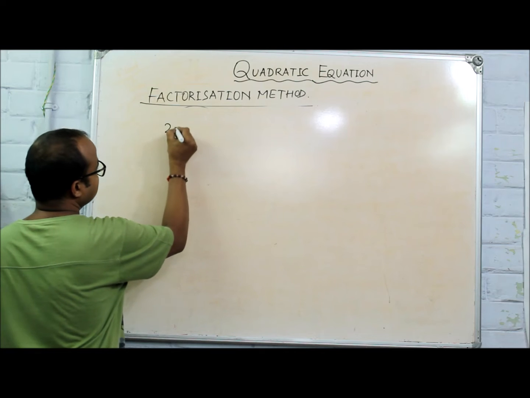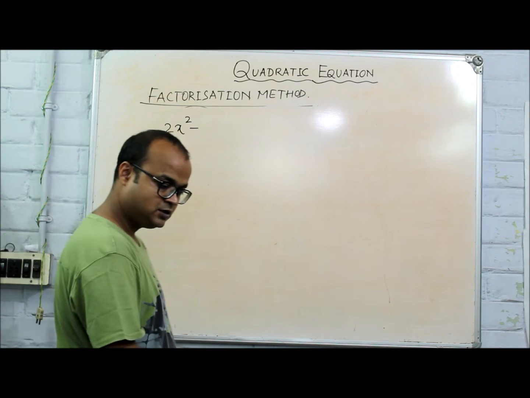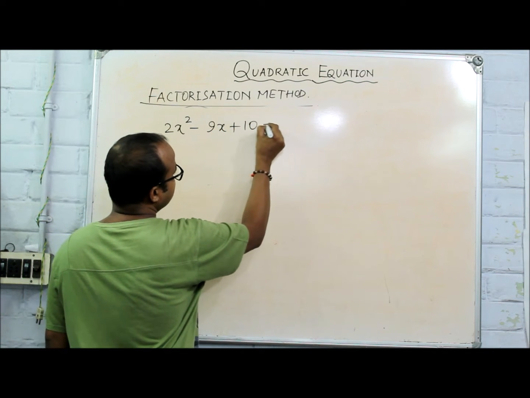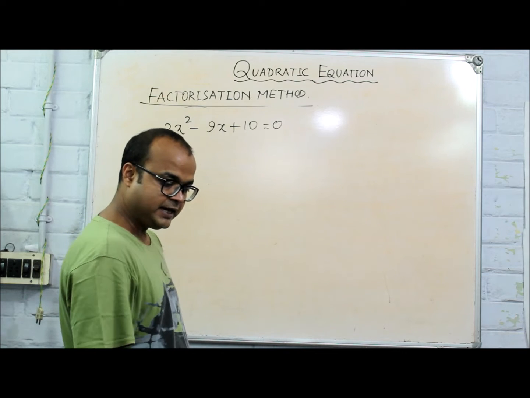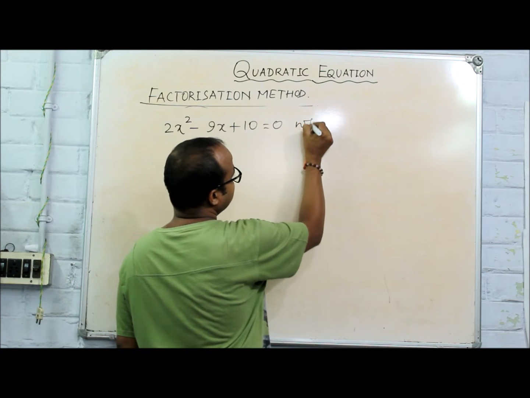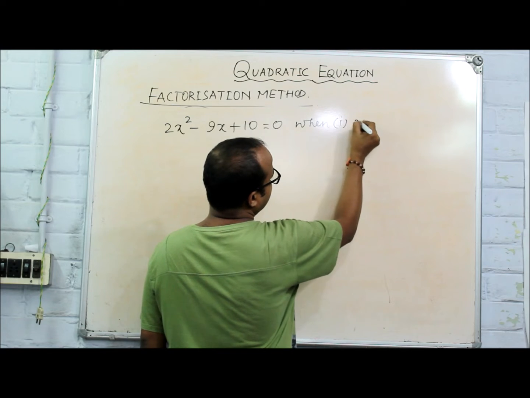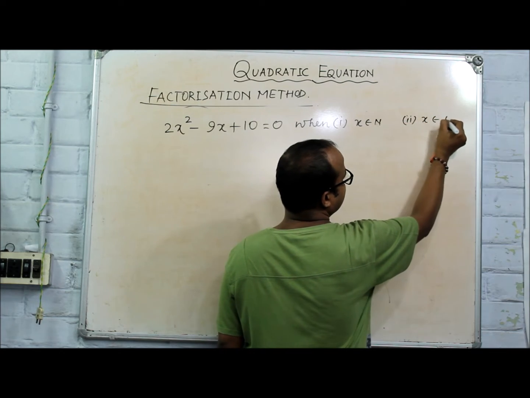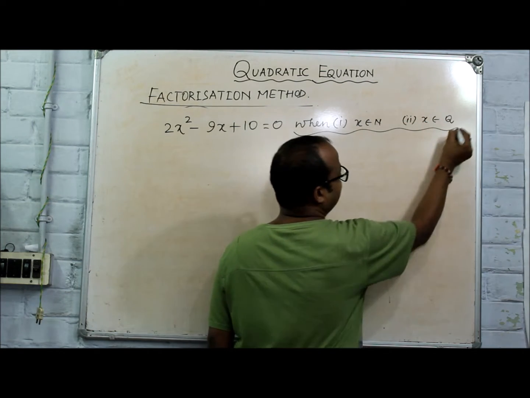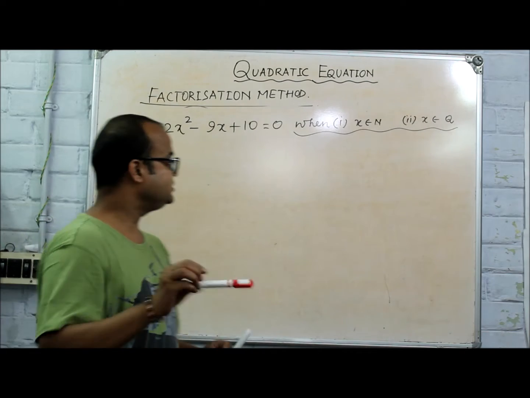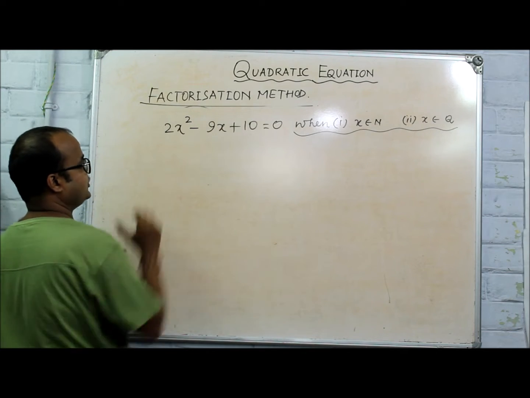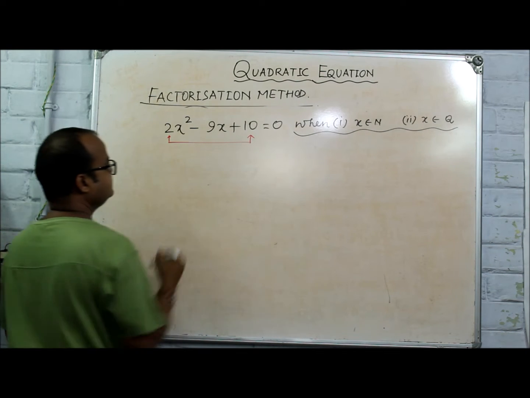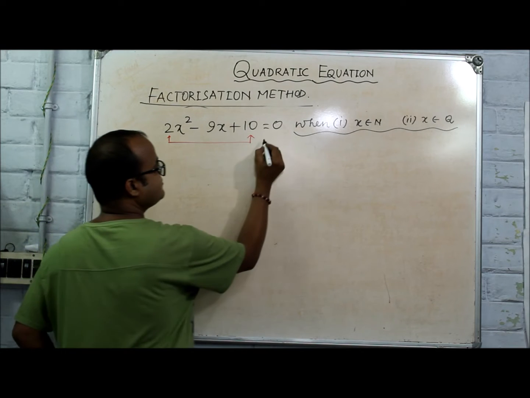2x square minus 9x plus 10 is equal to 0 when x belongs to N, and the second part is given as when x belongs to Q. We will discuss this part later on. First, let us discuss and solve this equation. Now here the product is equal to 2 into 10, that is, the product is equal to 20.